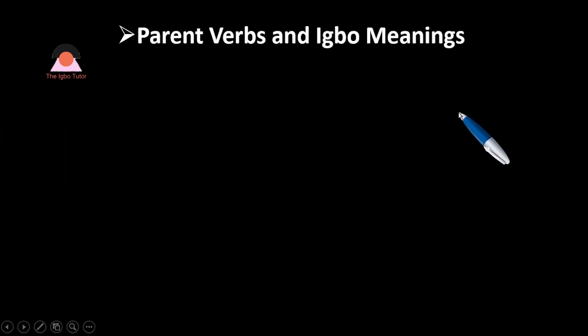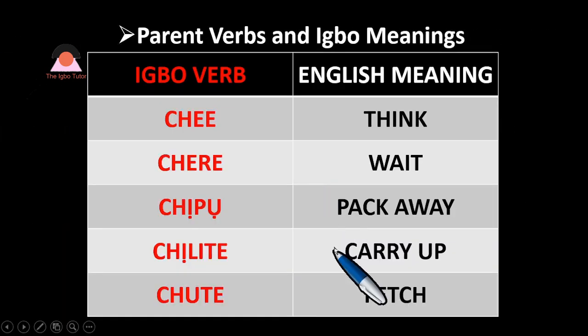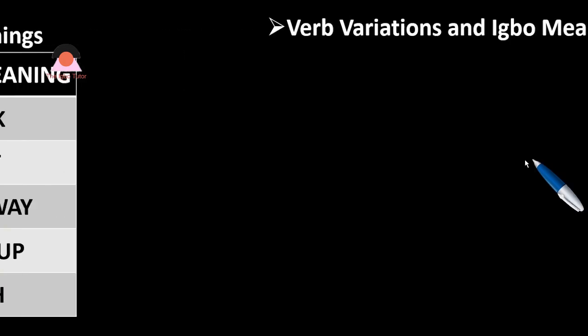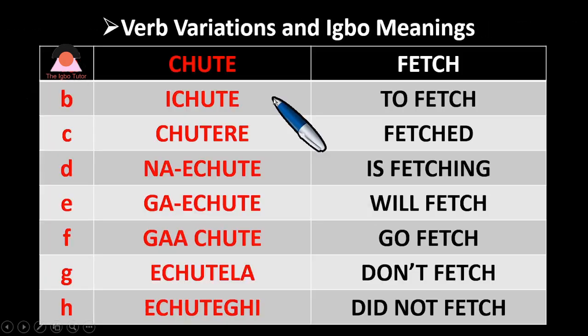We move on and back to the parent verb to pick the last one now, which is chute, meaning fetch, as we fetch liquid or water. We're going to use water mostly in our sentences. In this case, let's go, beginning with the breakdown of the variations. We look at them. Chute, fetch.